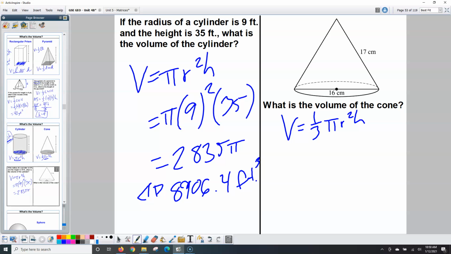The 16 is not the radius. The 16 is the diameter. So the radius is going to be 8. And that 17 is not my height. I need to figure out what my height is. How can I figure out my height?